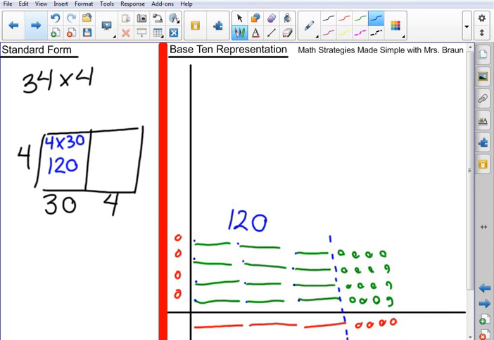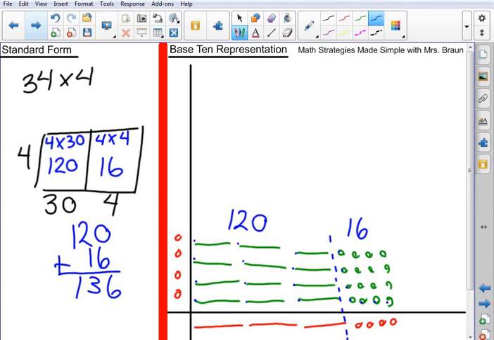And then I'm going to look at my 1s, and I've got 4 times 4, which gives me 16. Okay, and I'm going to add them all together. I've got my partial products. I'm going to put them together to find my final answer. Same thing you can do over here. But to find out that 34 times 4 equals 136.